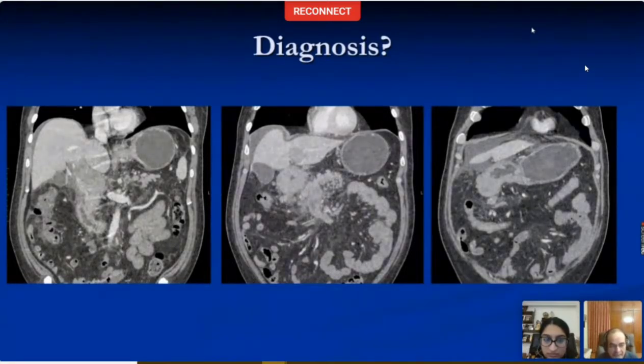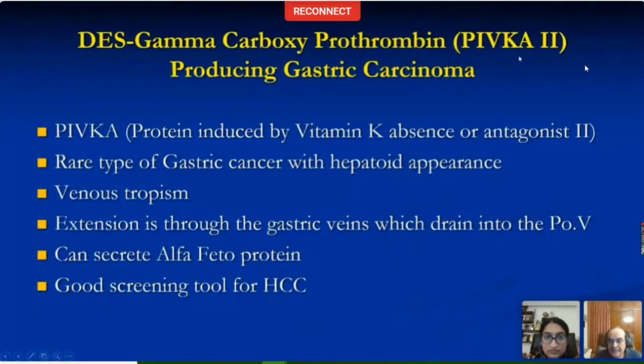Good. But here we are seeing it in a gastric cancer, which is distinctly unusual. Gastric cancer producing a portal vein thrombus is distinctly unusual, but it can happen. Now, this is new information that I'm going to give you. Gastric cancers can also secrete what is called PIVKA. PIVKA is protein induced by vitamin K absence or antagonist 2. PIVKA2 is a tumor marker for HCC.